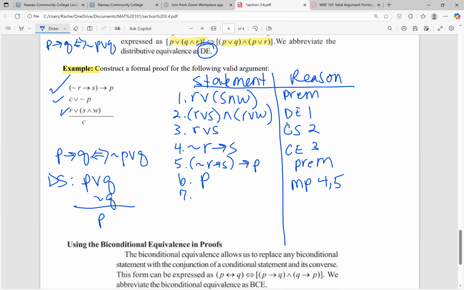So for statement 7, let's list C or not P, right? My premise. And we could apply now the disjunctive syllogism on 6 and 7. So we could say that C is true. And C is the conclusion. So we just proved that this argument is valid.